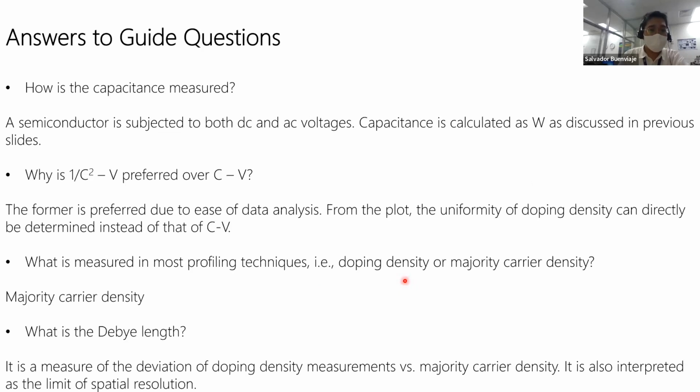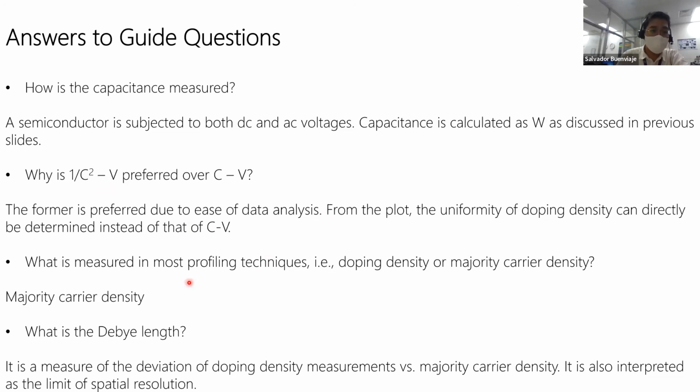So, answers to guide questions. How is the capacitance measured? I've discussed this a while ago. The semiconductor or a Schottky diode is subjected to DC and AC voltages. Capacitance is calculated as the width of the SCR. Why is 1 over C squared versus V preferred over CV? I've mentioned this also. It is because of the easier data analysis in using 1 over C squared.